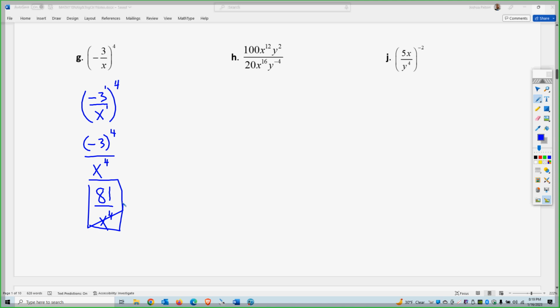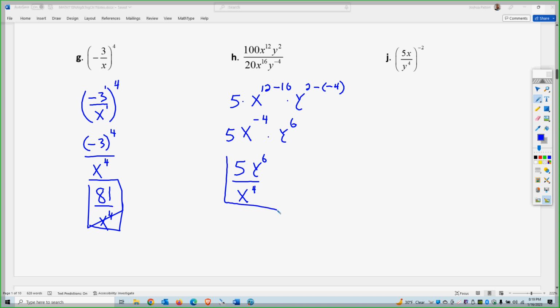Okay, next one. 100 divided by 20 is 5, and then the quotient rule is subtract. So that's x to the 12 minus 16, and then y to the 2 minus negative 4. Okay, so I have x to the negative 4 and y to the 6th. So that's pretty good except we have a negative exponent, which you cannot have in the final answer. So 5y to the 6th over x to the 4th is a sufficient answer.